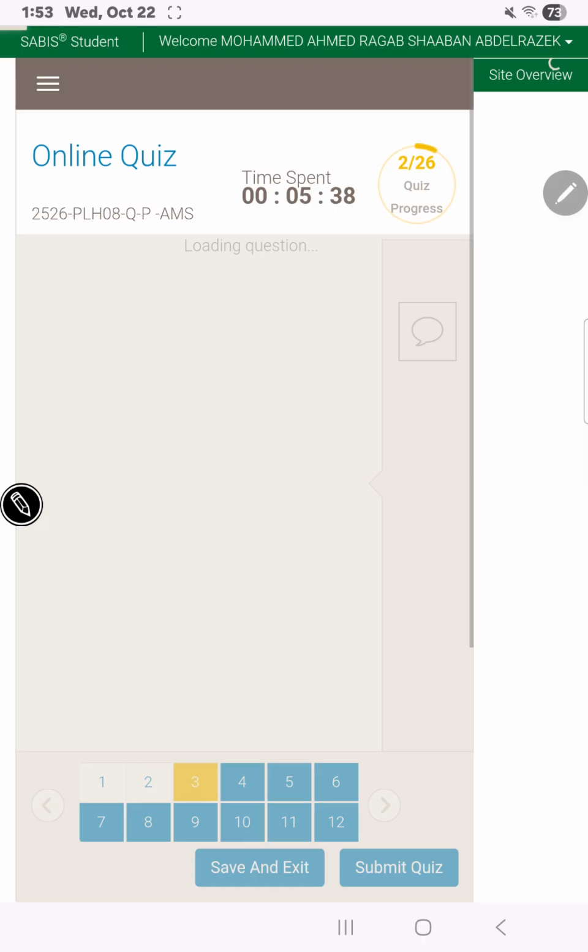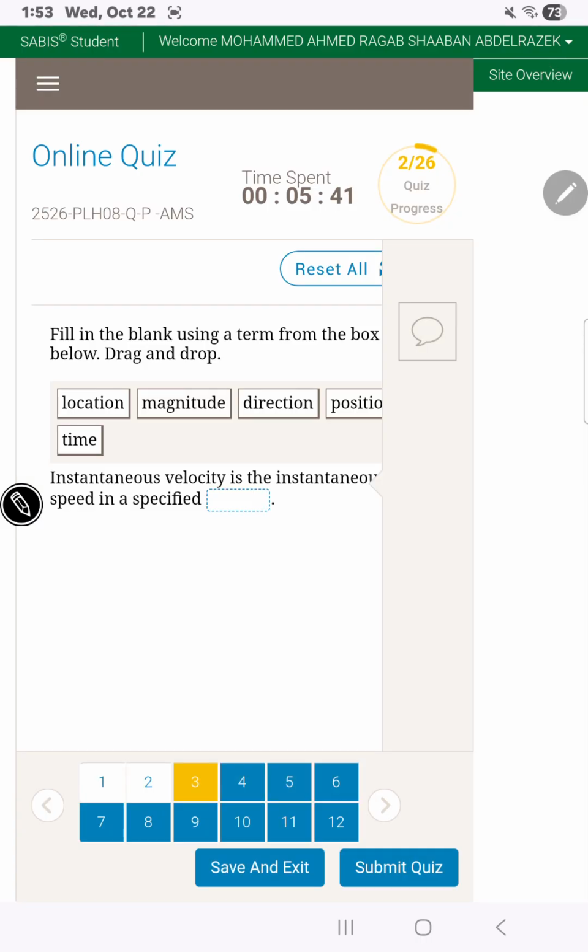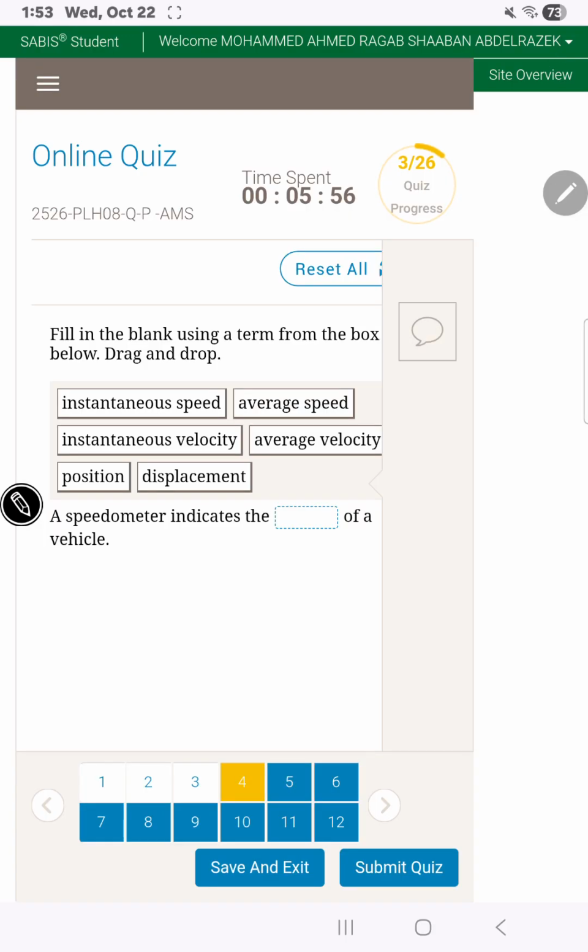Number 3 now. Fill in the blank using the term from the box below. Drag and drop. An instantaneous velocity is the instantaneous speed in a specified direction. So here we choose direction. Number 4. Fill in the blank using a term from the box below. Drag and drop. A speedometer indicates the instantaneous speed. Why not velocity? Because it does not show the direction, only the magnitude.